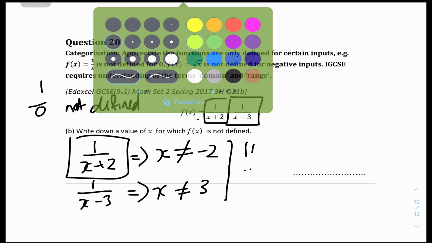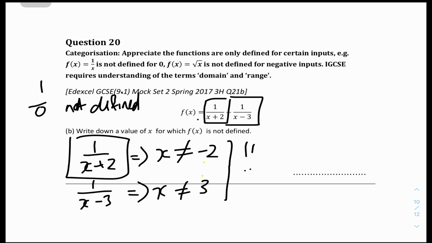So the values of x for which f of x is not defined are x is either minus 2 or x is 3. And that's it.